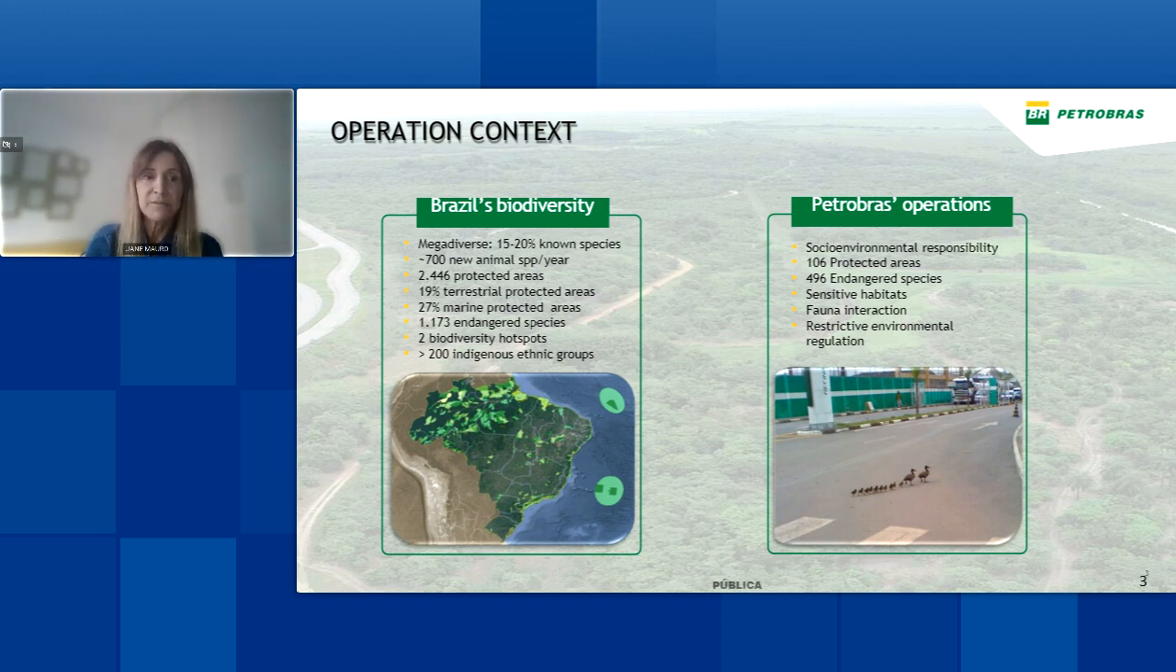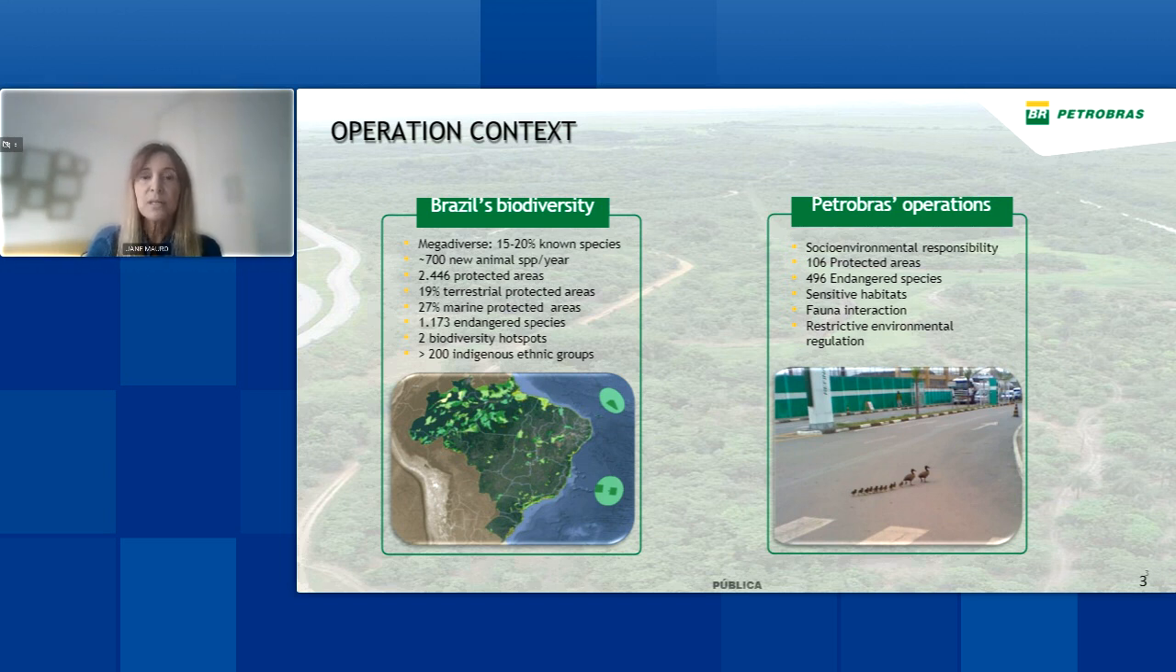However, we have over 1,000 endangered species in Brazil, 2 biodiversity hotspots, one in the central area, which is the Brazilian savanna, the Cerrado, and another one, the Atlantic forest, which is around the coastline. We also have more than 200 indigenous ethnic groups.